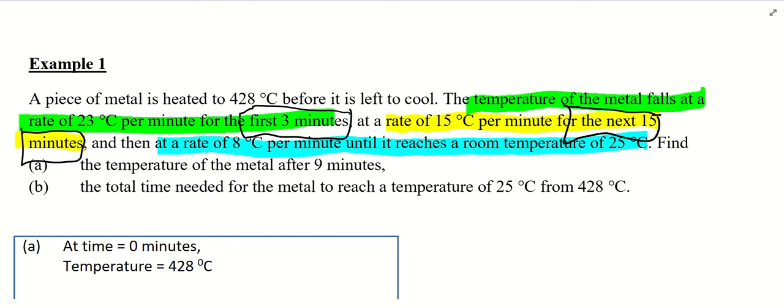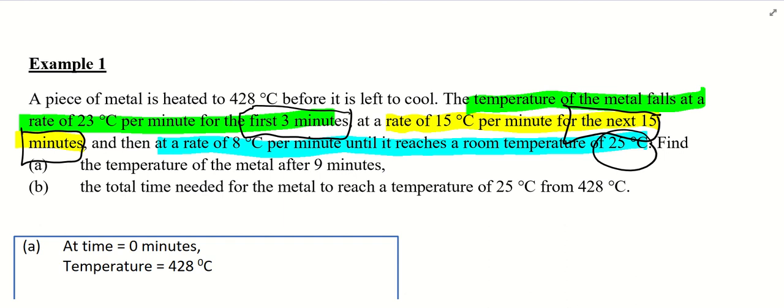Okay, after 15 minutes, what happens? The rate is going to change again. This time it is 8 degrees Celsius every minute. Until when? For how long? The question didn't say, but until it reaches a room temperature of 35 degrees Celsius. Alright, that means after a total of 18 minutes, 3 minutes plus 15 minutes, the temperature is going to drop at a slower rate, 8 degrees Celsius per minute, until it reaches the room temperature of 25 degrees Celsius.